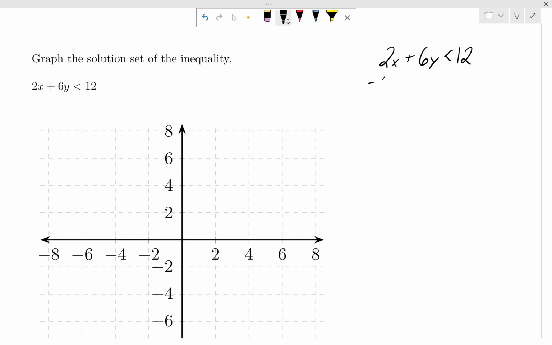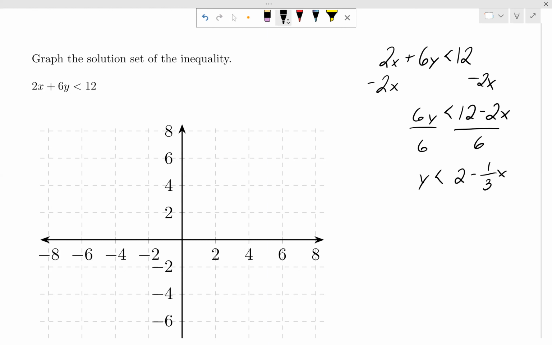So I'm going to subtract 2x. 6y is less than 12 minus 2x. I'm going to divide by 6 on both sides, and I get y is less than 12 divided by 6, which is 2, minus 2 divided by 6, which is 2/6, but 2/6 reduces to 1/3. All right.